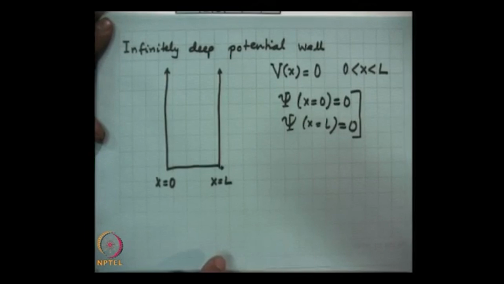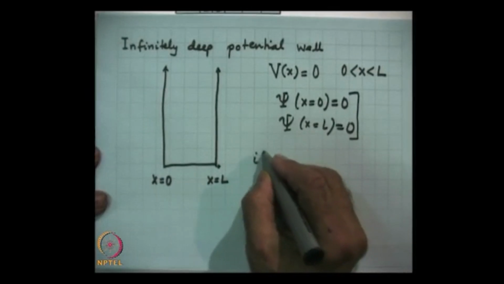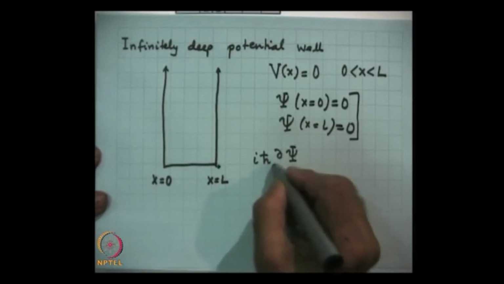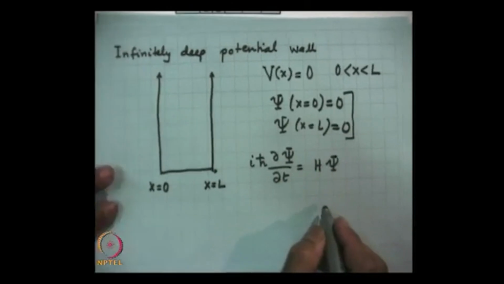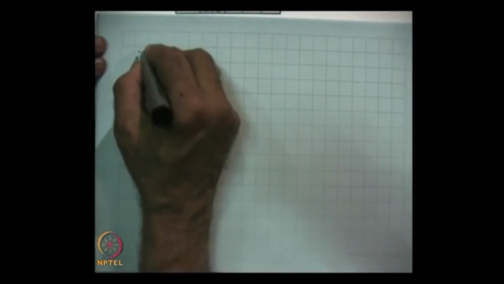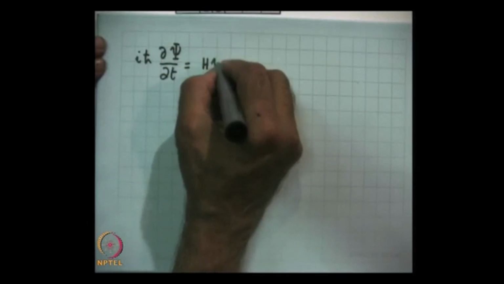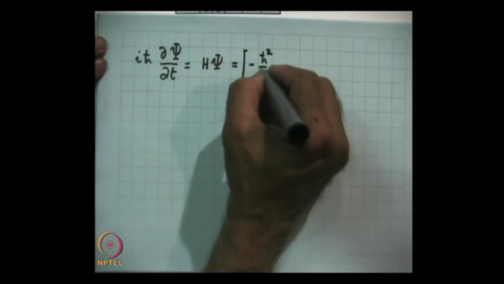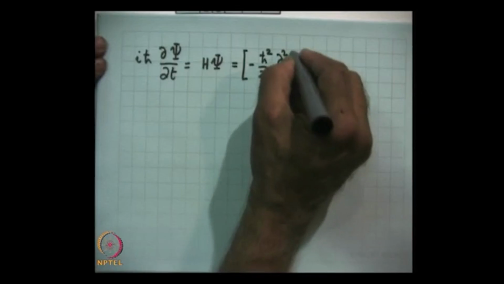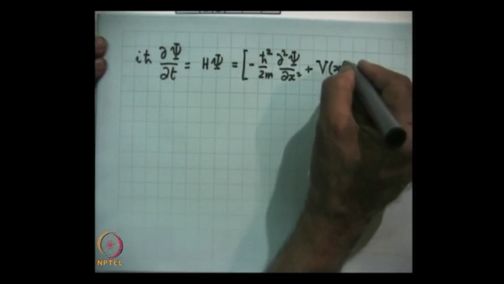So, I consider the particle in a one dimensional box of length L. Once again I start with the time dependent one dimensional Schrodinger equation: i h cross delta psi by delta t is equal to H psi of x, t, where H is equal to p square by 2 m, that is, minus h cross square by 2 m delta 2 psi by delta x square plus the potential energy, which is assumed to be time independent, V of x, psi.